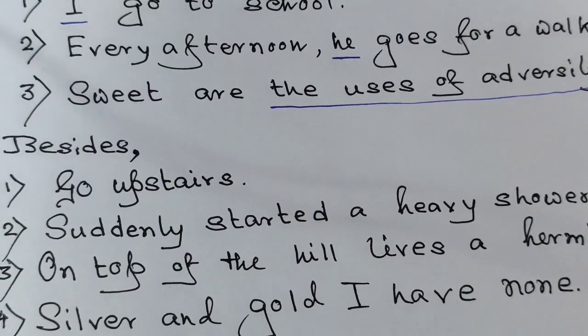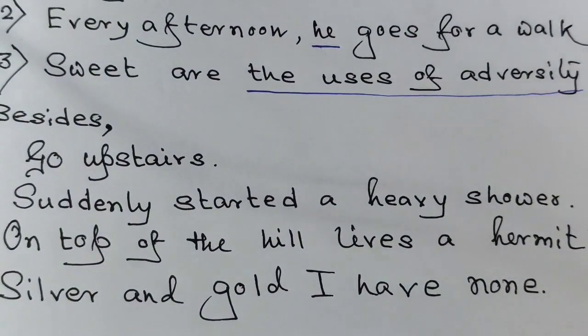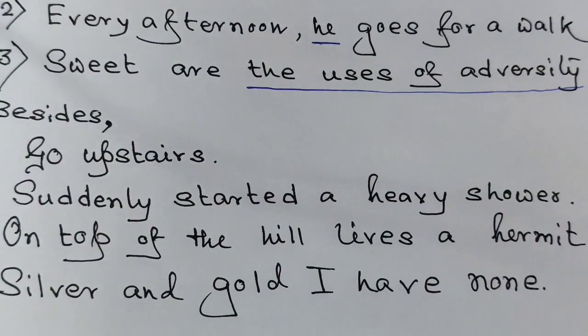Now, dear learners, this is the task for you. All you have to do is to find out the subjects from these 4 sentences and write the answers in the comment section below. I'll just have a quick read of all the sentences there. The first one is go upstairs. The second one is suddenly started a heavy shower. The third one is on top of the hill lives a hermit. The fourth one is silver and gold I have none.